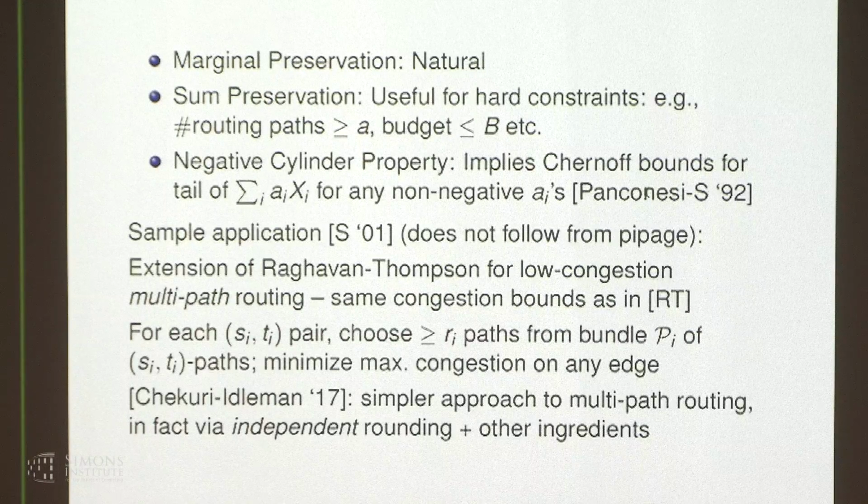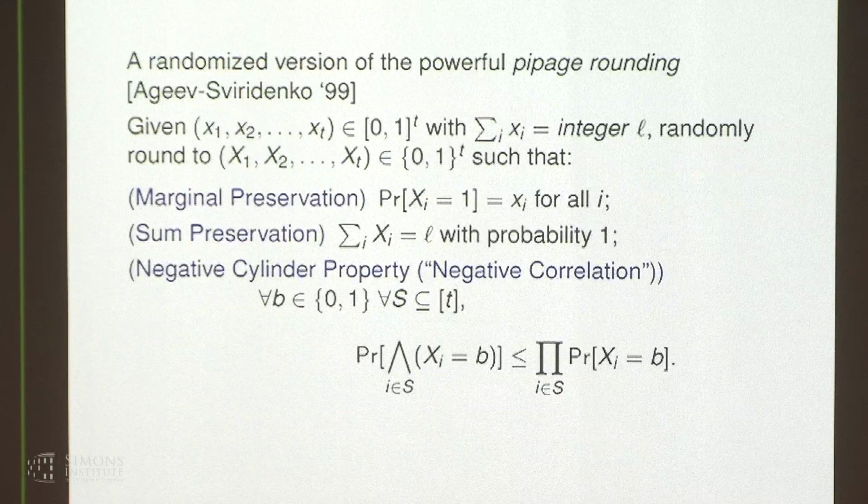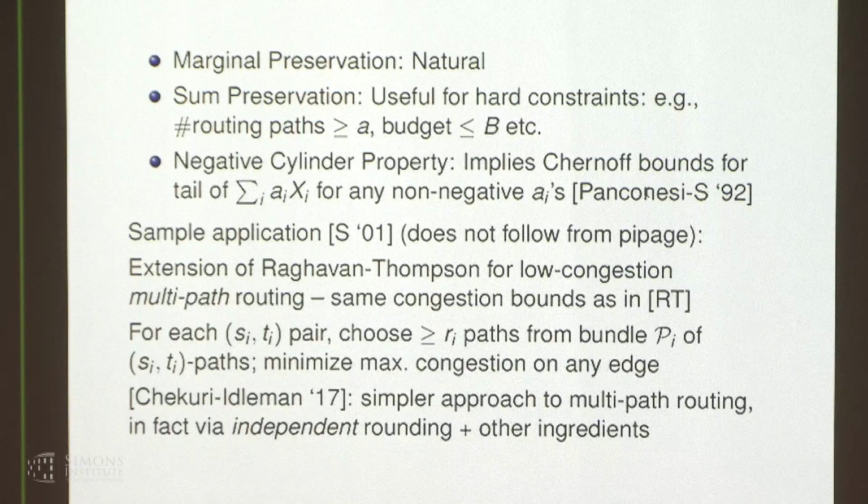What that paper of mine did is it gave a randomized polynomial time algorithm to do this rounding, satisfying all these properties. Let's see a basic example. By the way, once again, for some perspective about the 3 properties, preserving the marginals is of course natural, and the sum preservation is often very useful when you have simple hard constraints like the budget should be at most a certain value, the number of paths you need to route is at least this much, and so on.